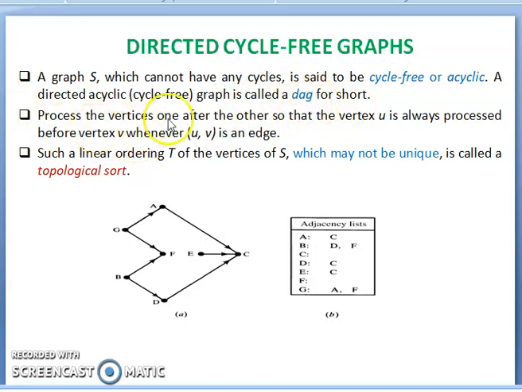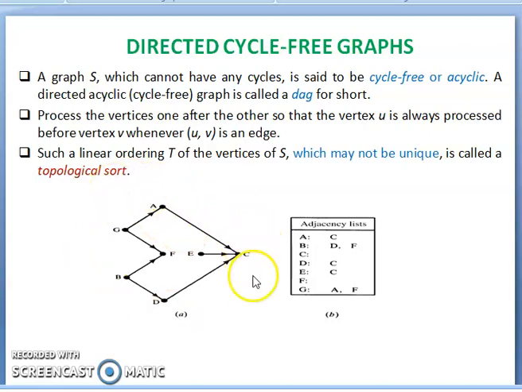So this is to process the vertices one after the other, so that the vertex U is always processed before the vertex V, whenever (U, V) is an edge. This pair of vertices is an edge. For this edge, U is the starting vertex and V is the ending vertex. You must process first U and then V. Such a linear ordering T of the vertices S, which may not be unique, is called a topological order.